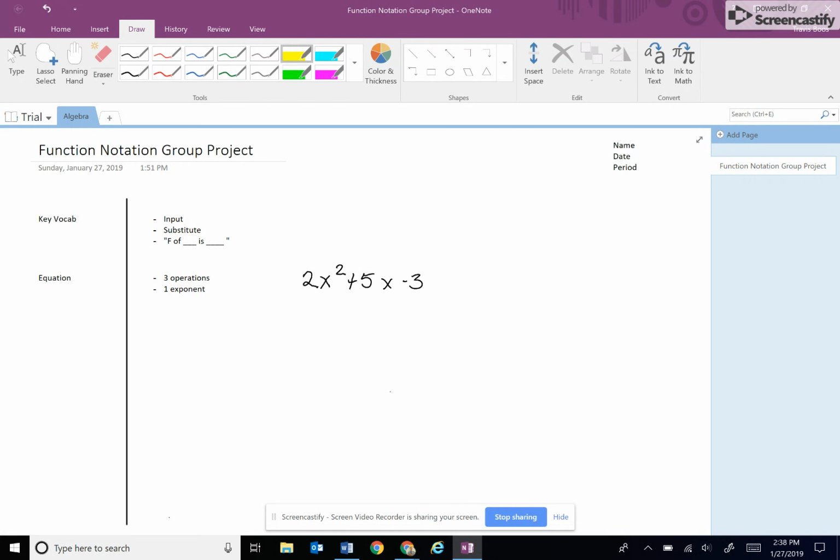Now, when we talk about three operations, let's take a look. I know that between 2 and x is multiplication. I know that this is addition. I know that this is also multiplication here. And I know that I also have subtraction. So actually, I have four operations. I went a little bit over and beyond. You don't have to have four, you could just have three. And then one exponent. You can see my exponent here, which is my 2, which is squaring things.